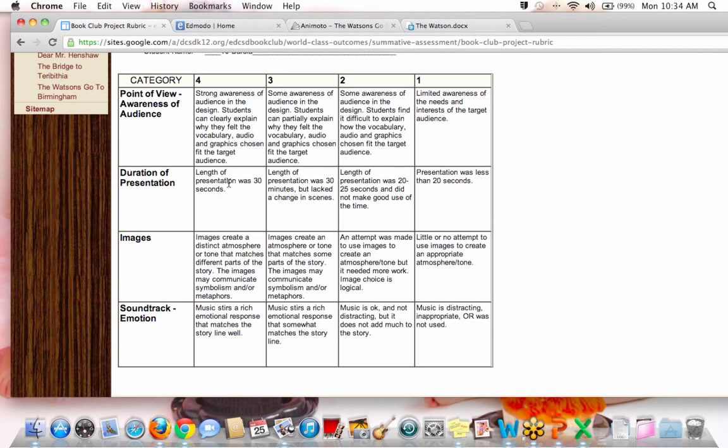The duration of your presentation, so hopefully you used all 30 seconds and used those 30 seconds well by choosing important images. And then, of course, the images you chose. We are hoping those images portray the tone that you wanted to show us, as well as some symbolism that we talked about. And last but not least, the soundtrack that you chose that we're hoping really fits in with your story and your particular images.